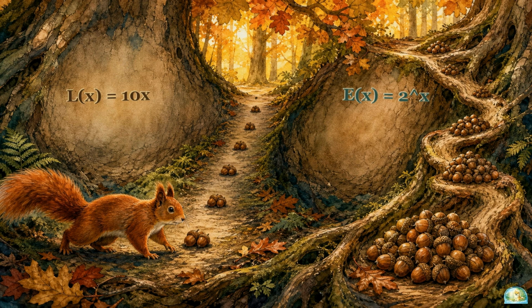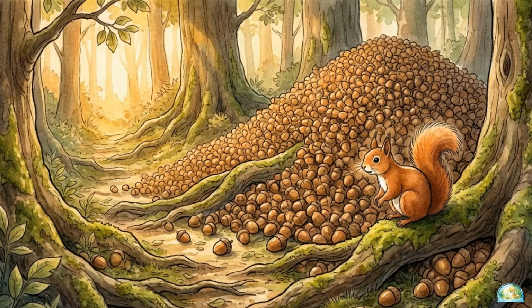The first path follows a linear model, written as L of x equals 10x. In this model, a constant amount is simply added at every step: 10 acorns for step 1, 20 for step 2, and so on. The second path follows an exponential model, written as E of x equals 2 to the power of x. Here, the total doesn't just add up, it multiplies by a constant factor at each step.